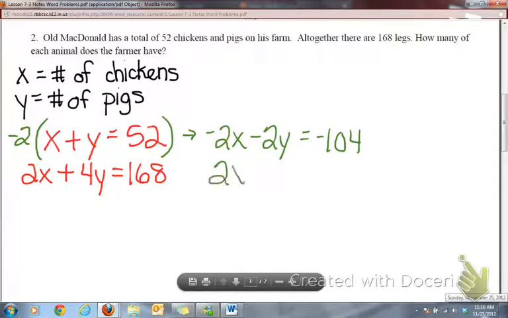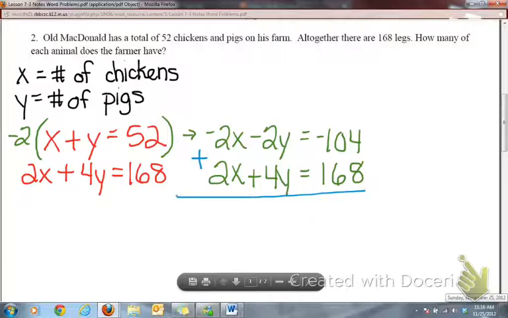Okay, 2x plus 4y is 168. That second equation is not going to change at this point. But now we are ready to add the equations together. Since the x's now have the same number, opposite signs, we're going to add so that they eliminate. Now the y's, this is a negative 2y plus 4y. That's a positive 2y. And negative 104 plus 168 is 64.